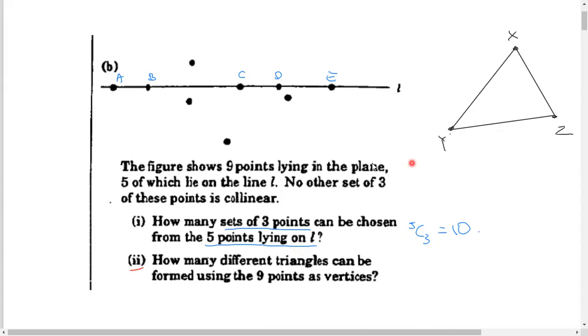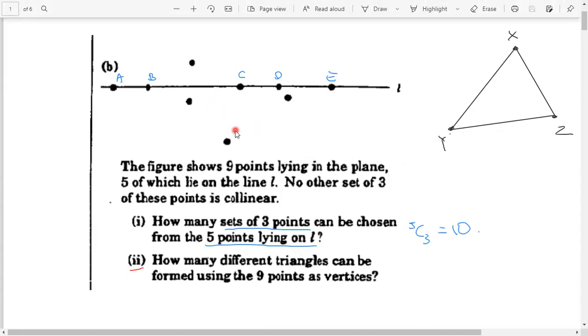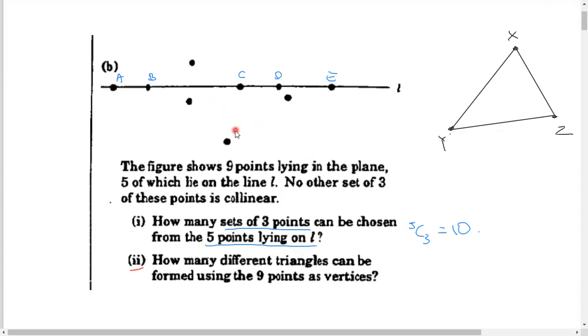Now, here you have 9 points. So you might think, well, 9 different points. If I've picked 3 points from those 9 points, then I have a triangle, right? So probably we might see 9C3, potentially. But unfortunately, that's not the right answer. You do have 9 different points, okay?